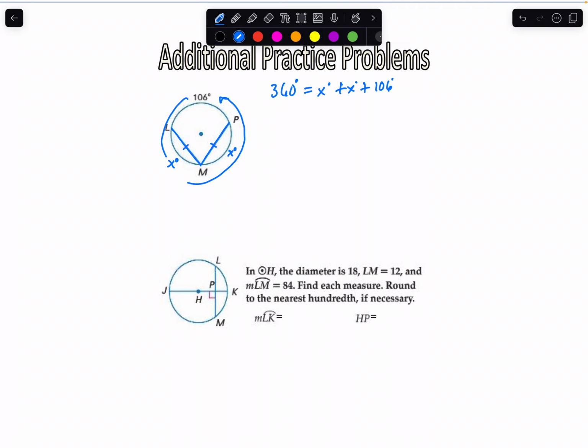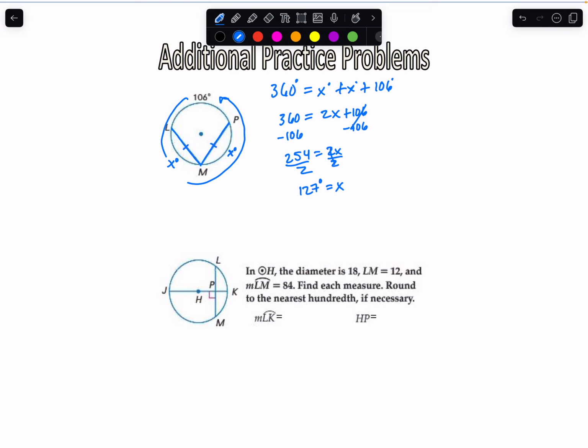So we combine like terms. We have 360 equals 2x plus 106, and we just solve for x. Subtract 106, subtract 106. 360 minus 106 gives us 254. And when we solve for x, we have 254 divided by 2, which is 127 degrees.